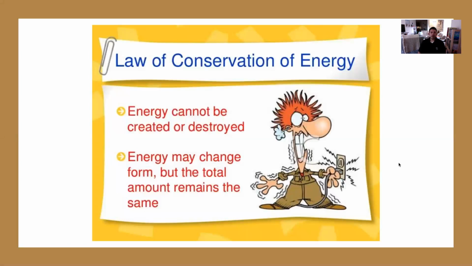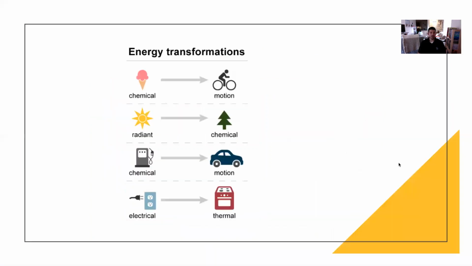So the law of conservation of energy: energy cannot be created or destroyed. That's it. All right, but huge implications. So energy may change form. The total amount will stay the same, but it'll change form. So we can change from one type of energy to another. All right, so what are some of those different types?